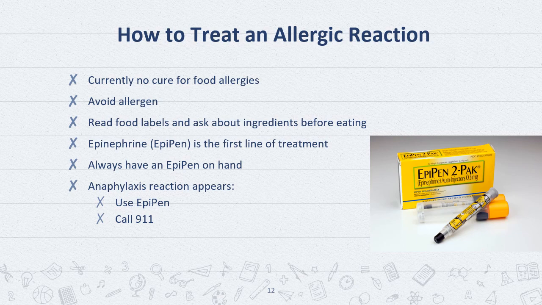Epinephrine is the first line of treatment for anaphylaxis. Those with food allergies should always have an epinephrine auto-injector on hand, also known as an EpiPen. If a person is having an anaphylactic reaction, they should use an EpiPen and call 911 to continue medical professional care.